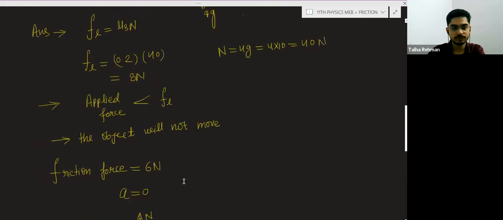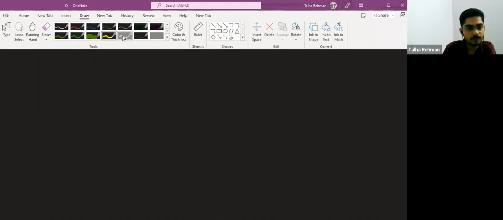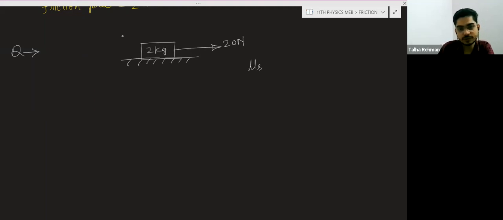Okay, I think there is a requirement of one more question. This is a block of 2 kg. A force of 20 Newton is applied on this block. This is the surface. The coefficient of static friction is given as 0.6, and the coefficient of kinetic friction is given as 0.4. We have to find the friction force and the acceleration of the block.